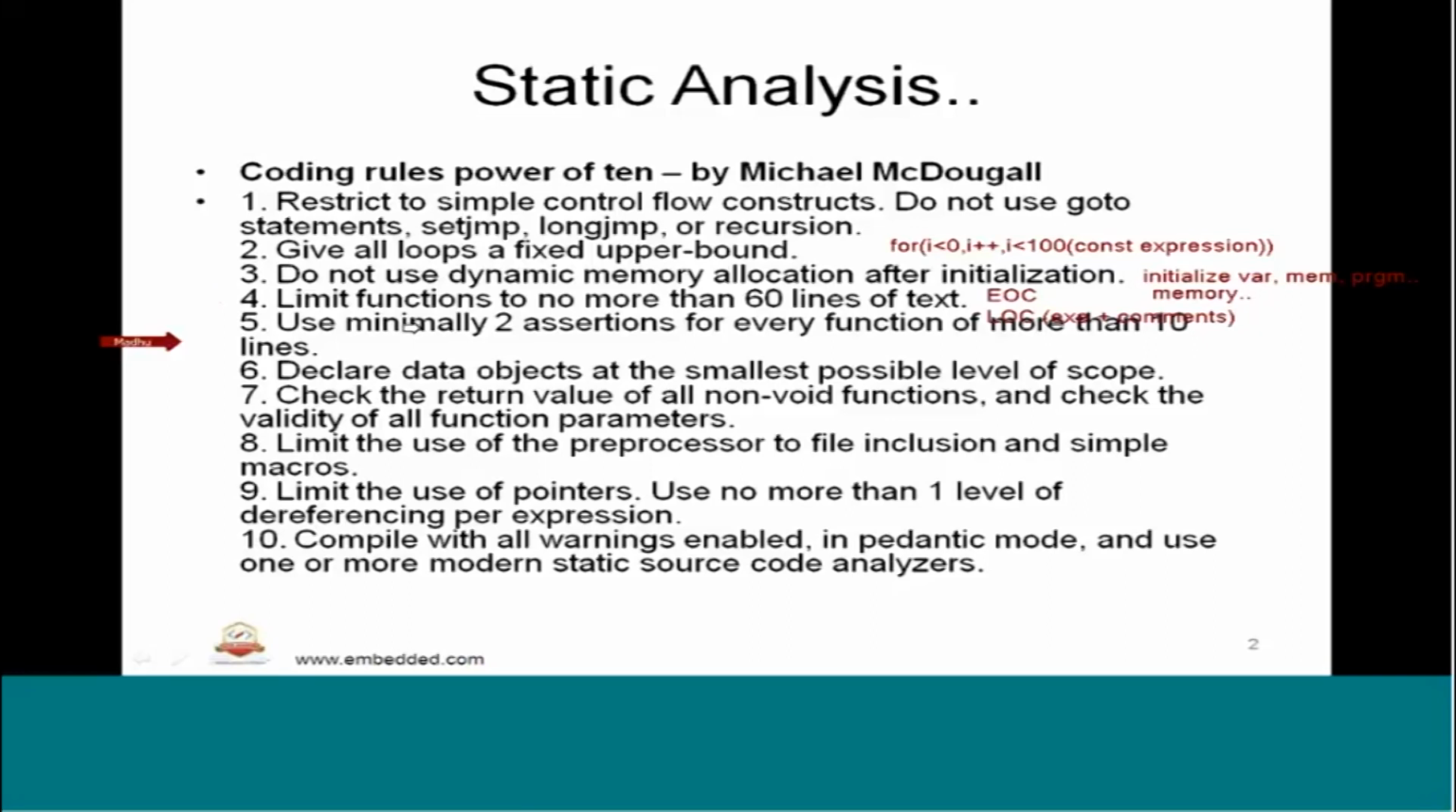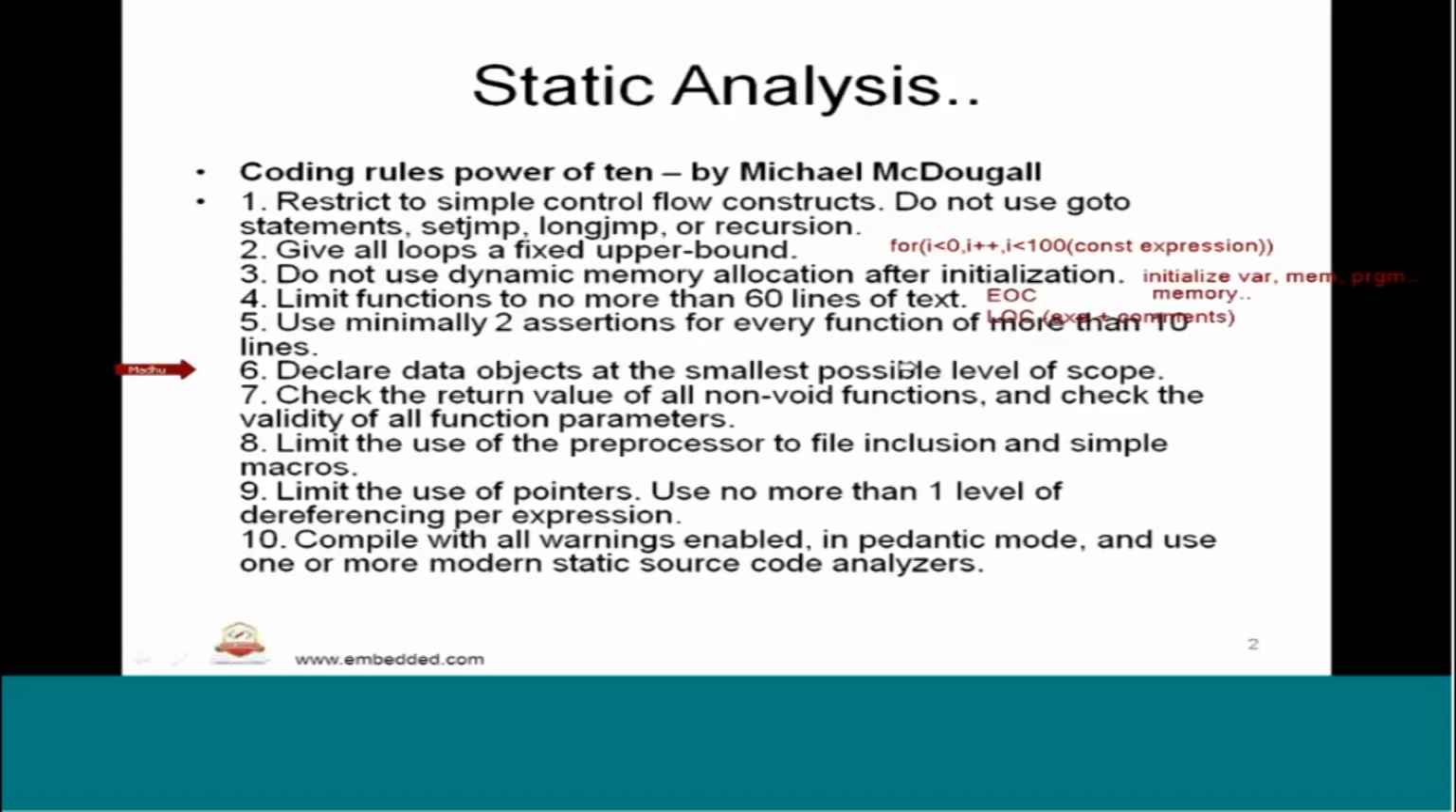Use minimally 2 assertions for every function of more than 10 lines. So if a function has more than 10 lines, minimally 2 assertions have to be there. That means every function should have 2 assertive statements minimum if it is more than 10 lines. That's what it means. Sixth one, declare data objects at the smallest possible level of scope.